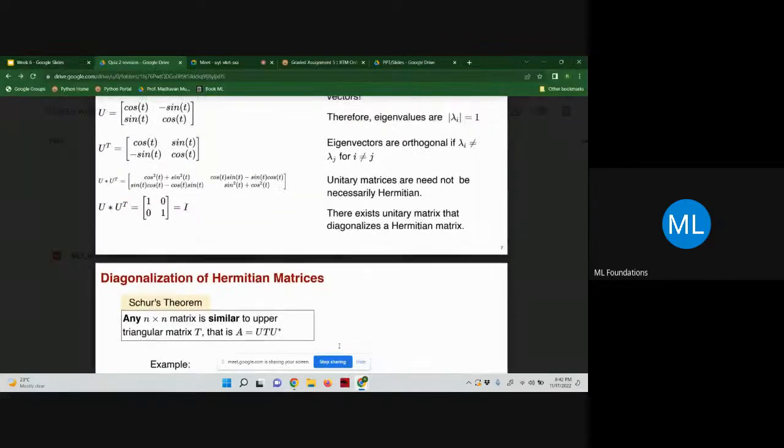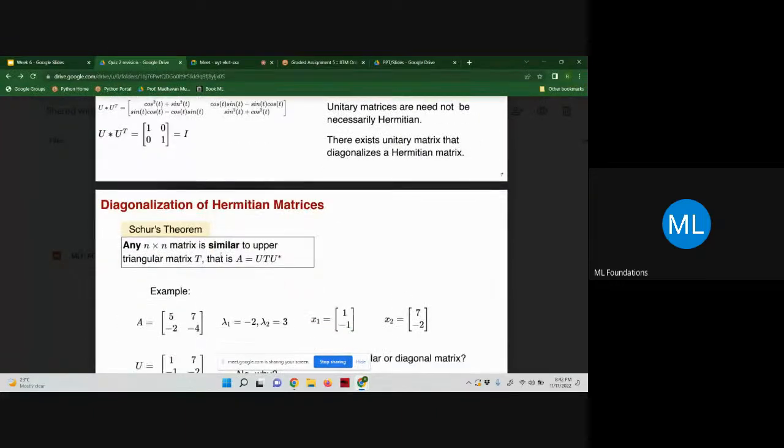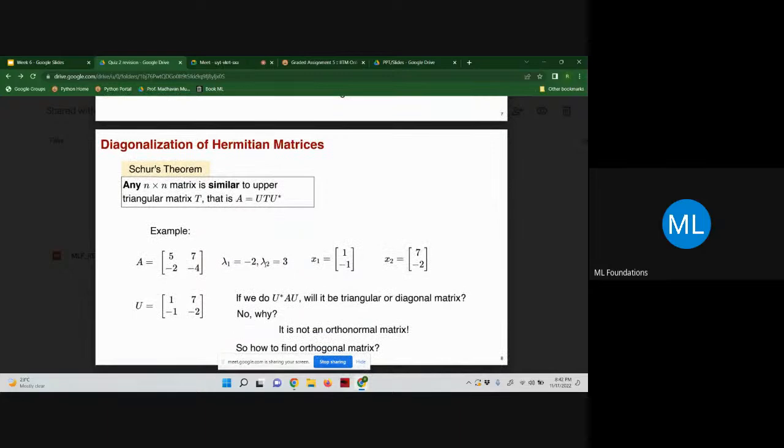That is for the Hermitian matrix. But for any n cross n matrix, if the matrix is non-Hermitian, then you could get this in the form A equals U T U star, where T is not a diagonal matrix but an upper triangular matrix. But if A is a Hermitian matrix, then T is not just upper triangular, it is diagonal itself. That part is clear.